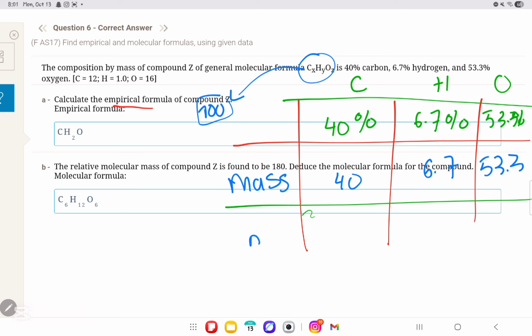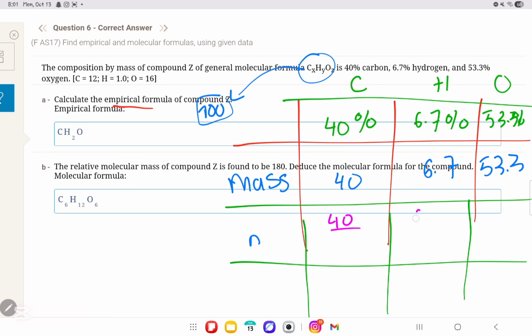Now what do we need to do? We need to find the number of moles. How do we find the number of moles? Very simply, we need to do mass over molar mass. So 40 divided by 12, 6.7 divided by 1, and 53.3 divided by 16. So very simply, 40 divided by 12 is 3.33, so I can substitute this by 3.33.